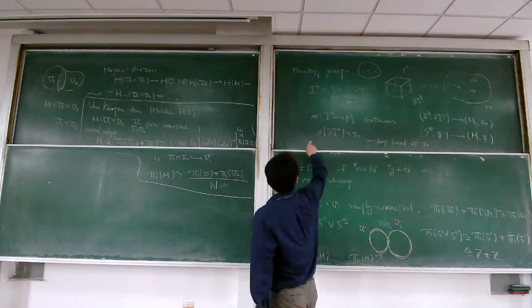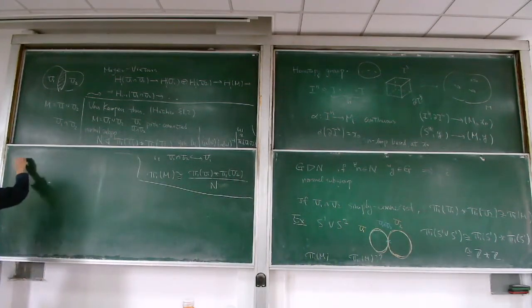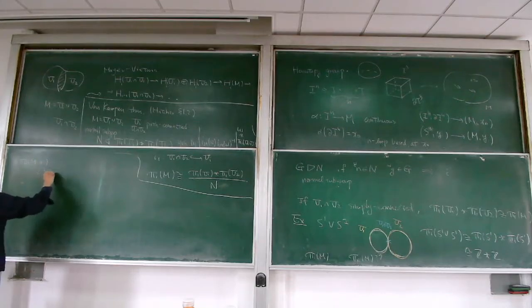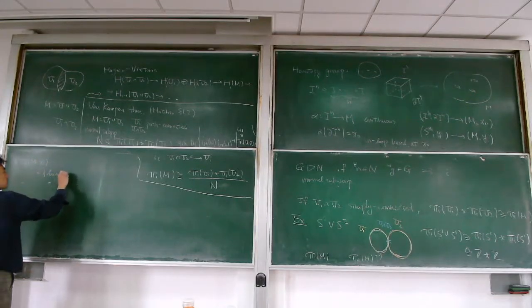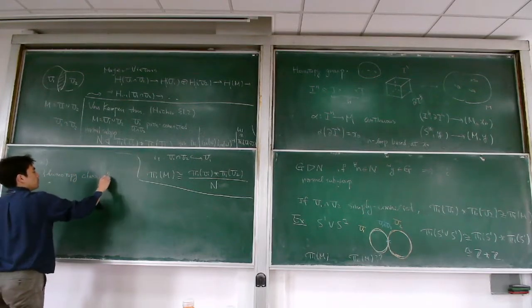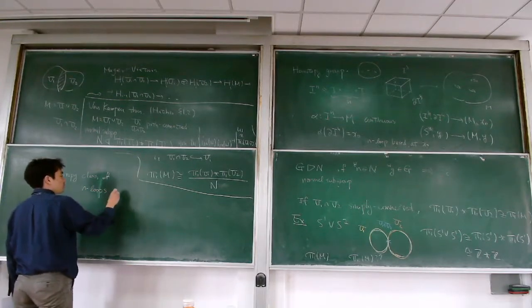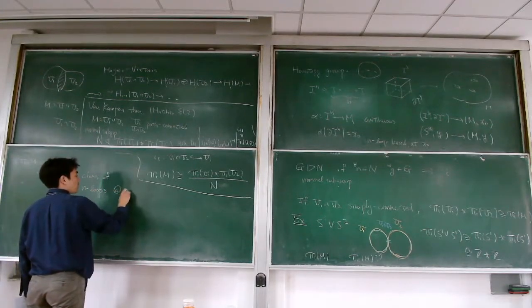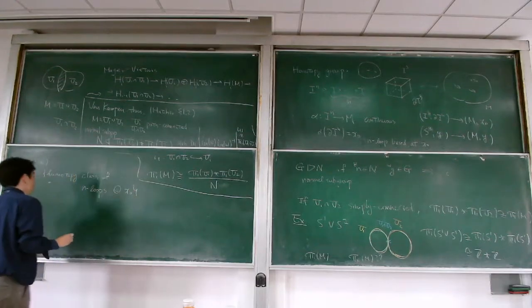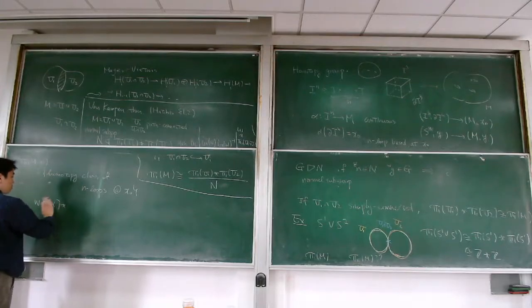So we can just consider the n loop. So the pi n of M at x naught is the homotopy class of n loops based at x naught, a group with group structure, alpha star beta.